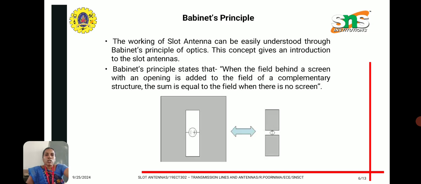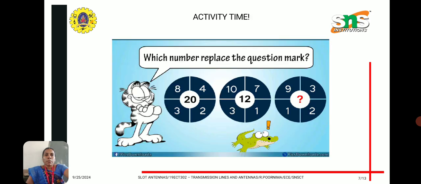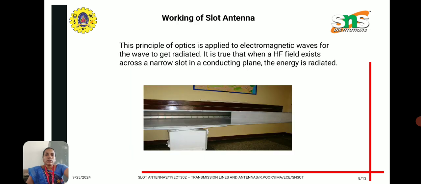The working of the slot antenna can be easily understood through Babinet's principle. When the field behind a screen with an opening is added to the field of the complementary structure, the sum is equal to the field when there is no screen. This is a principle of optics applied to electromagnetic waves.